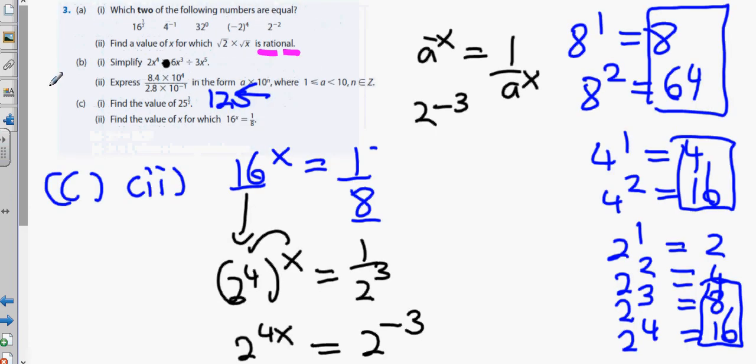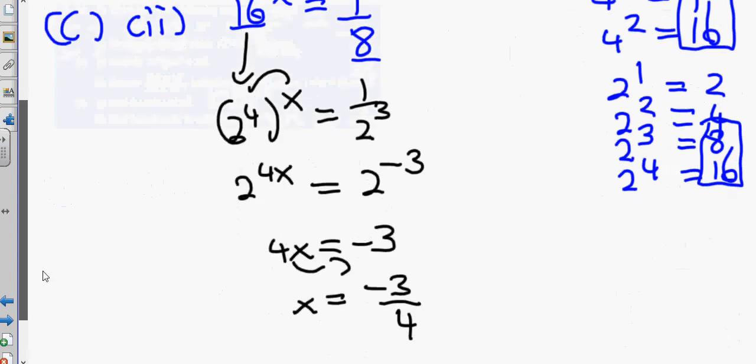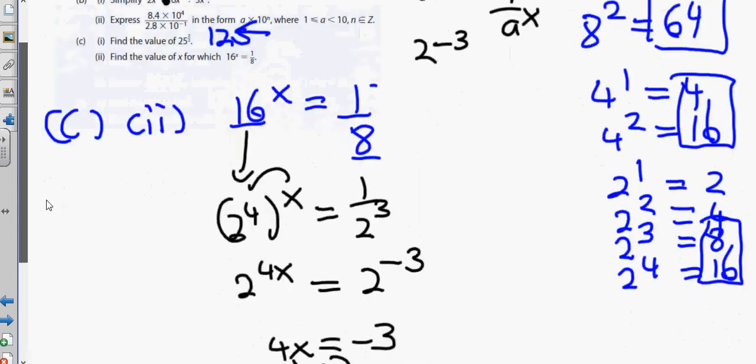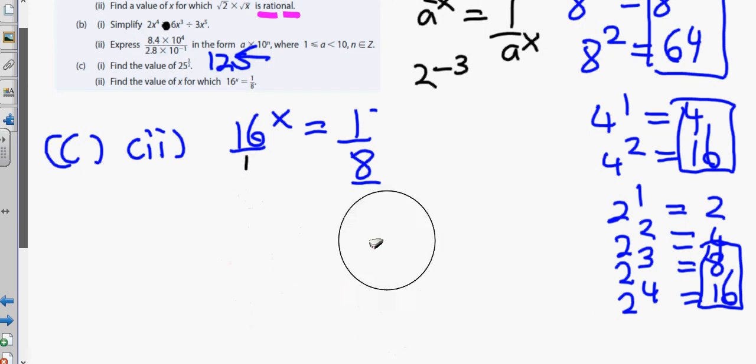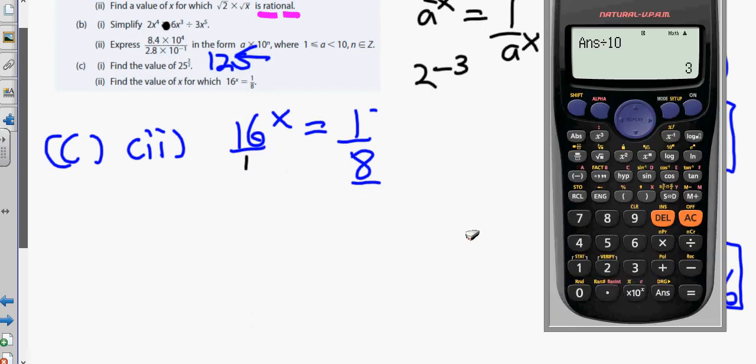So I think that's the end of that question there. Now you could also check your answer. x is minus 3 over 4. So what you could do is replace x with your answer. So you could say 16 to the power of minus 3 divided by 4, and the answer I should get is an 8. This proves that my answer of minus 3/4 is correct.